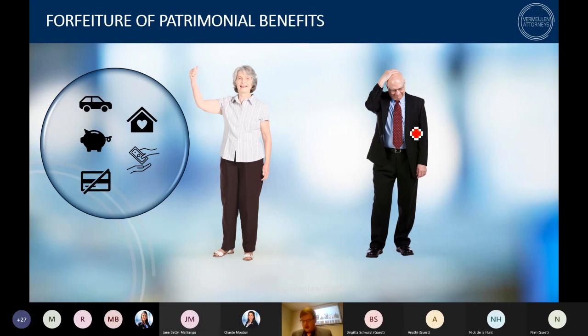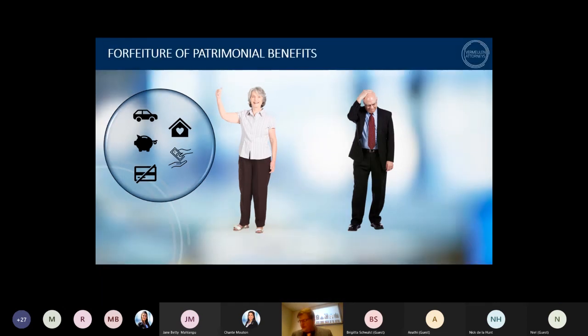But be aware that forfeiture of patrimonial benefits is something that exists in our law, and thank goodness my iPad decided to start working again. Yippee. I'm sharing the wrong thing over there. Let me just quickly share my screen on my little Apple TV in the boardroom. Okay.